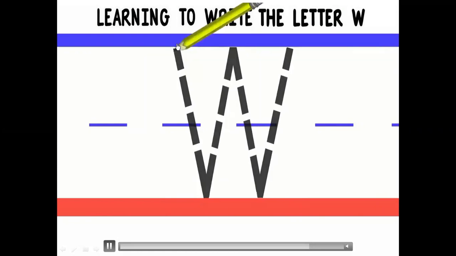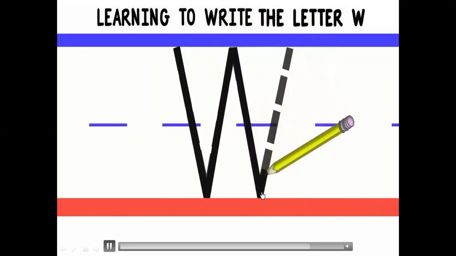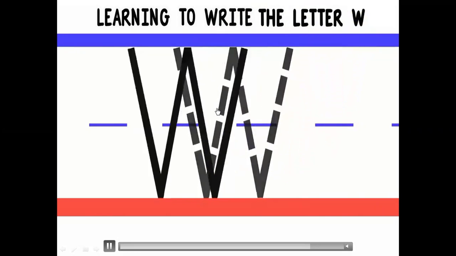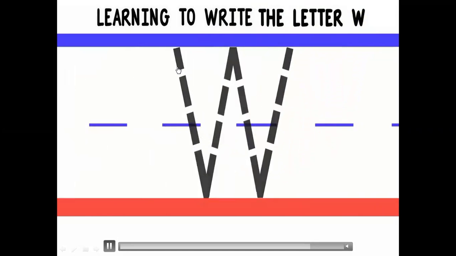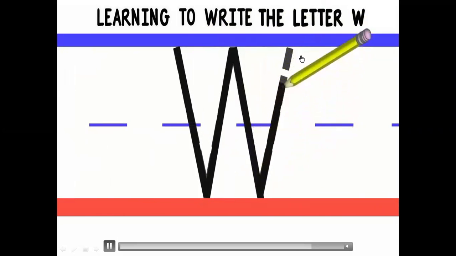Slanting line from top to the bottom, another slanting line from bottom to the top, and then again from top to the bottom, and then again from bottom to the top. It will make you a letter W. Let's try once more. Draw a slanting line from top to the bottom, and then from bottom to the top another slanting line, and another slanting line from top to the bottom, and then from bottom to the top.